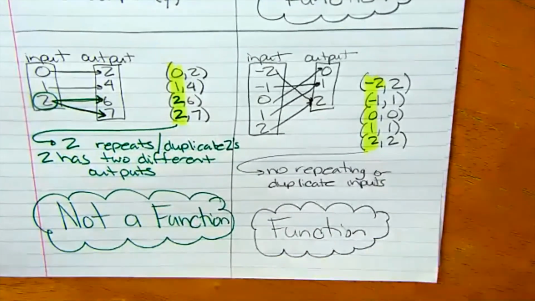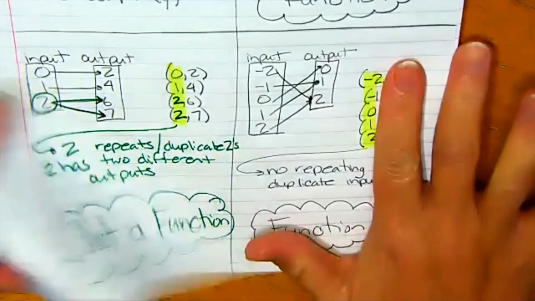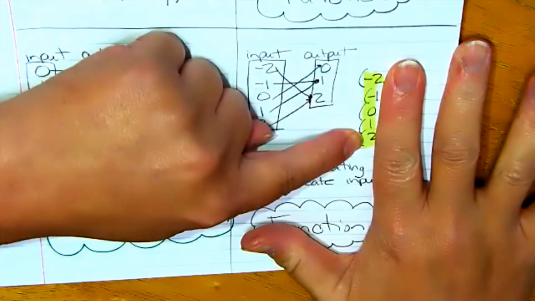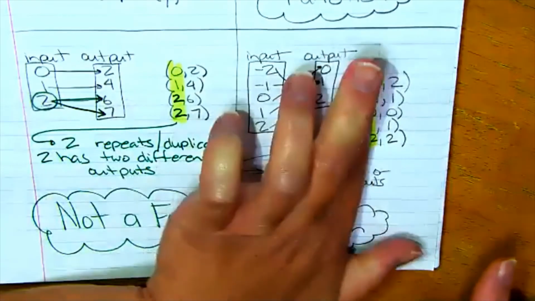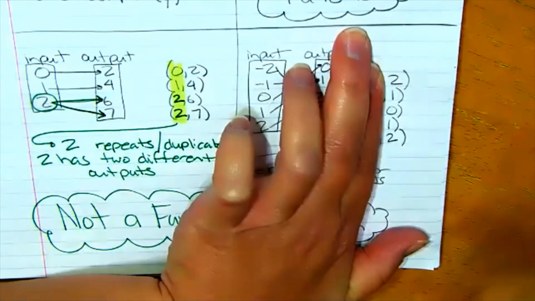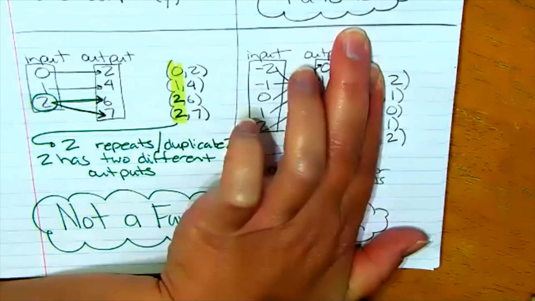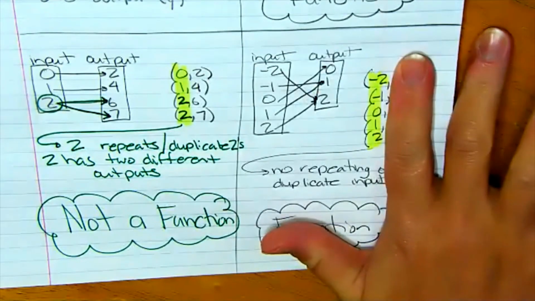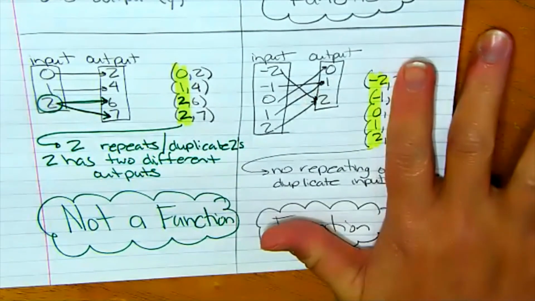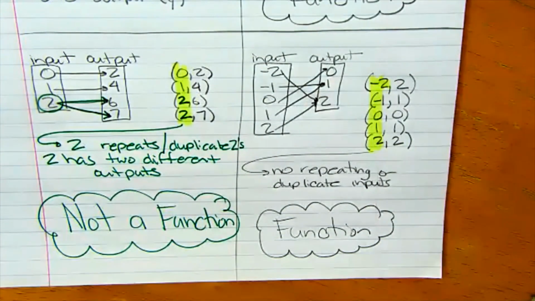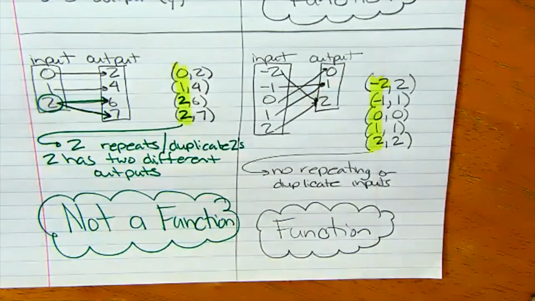This is a function. So we're looking at our inputs. We cannot have any repeating inputs. We can have repeating outputs. I can have repeating outputs. That's okay. I cannot have repeating inputs. Okay? So that's about it for using mapping diagrams and trying to decide if they are functions or not.